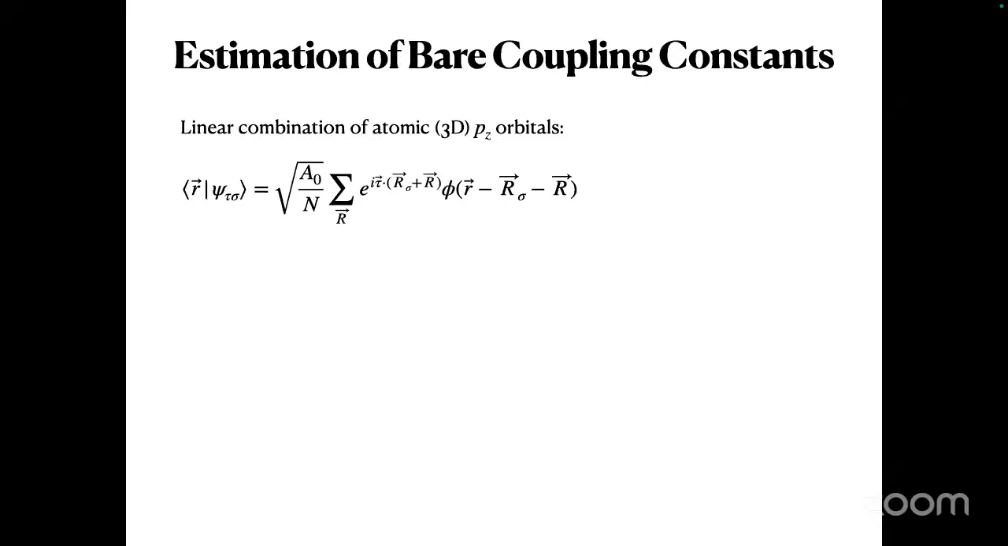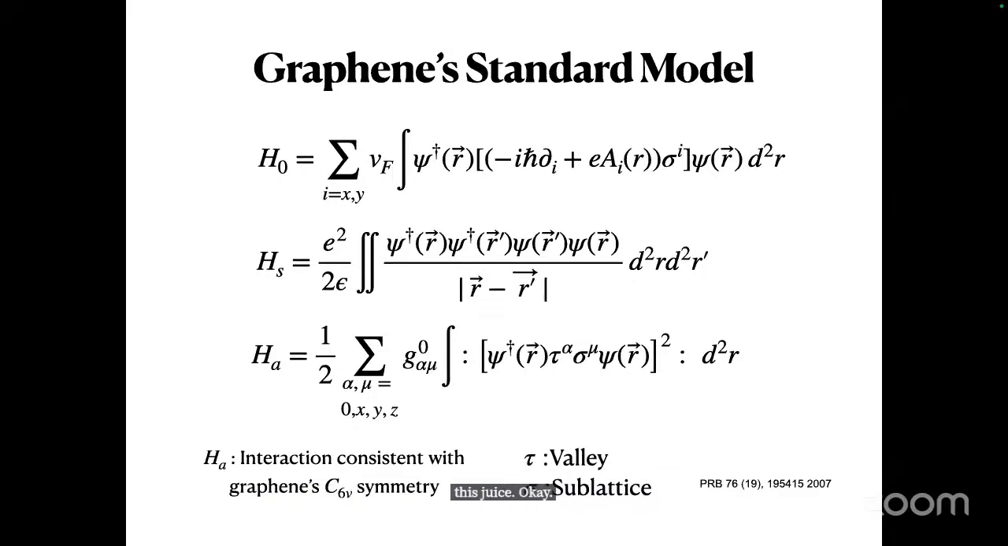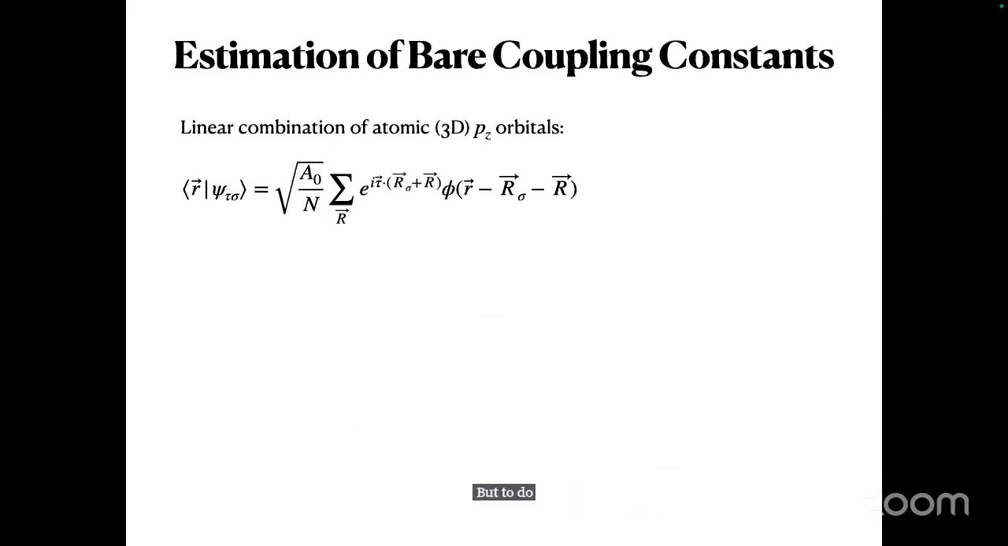Good. So let me tell you how we can estimate those bare coupling constants, this G here. To do that, you need to solve the Schrödinger equation in three dimensions. We assume that the Bloch wave function is a linear combination of atomic 3D pz orbitals. So these are two pz orbitals, and we take linear combinations of them to get our Bloch wave functions. We need a starting point. It's not like a DFT calculation. I know there are many DFT experts here.